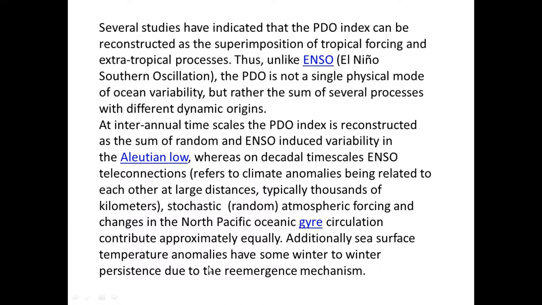On interannual timescales, the PDO index is thought of as some of random and ENSO-induced variability in the Aleutian Low. Whereas on decadal timescales, ENSO teleconnections, that refers to climate anomalies being related to each other at large distances, typically thousands of kilometers, stochastic, another fancy word for saying random, atmospheric forcing, and changes in the North Pacific Oceanic gyre circulation contribute approximately equally. We haven't even talked about Milankovitch affecting all of this. But there's another couple of parameters to toss in there. Additionally, sea surface temperature anomalies have some winter-to-winter persistence due to what's known as the re-emergence mechanism.